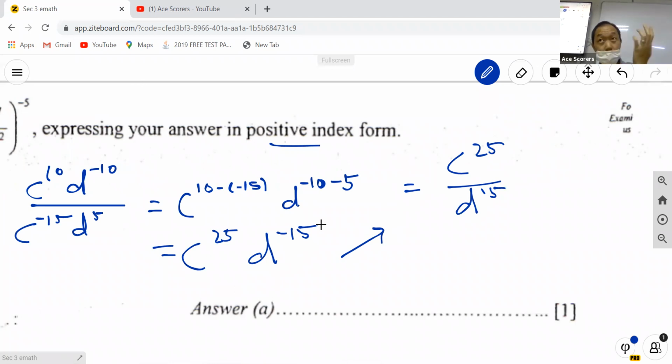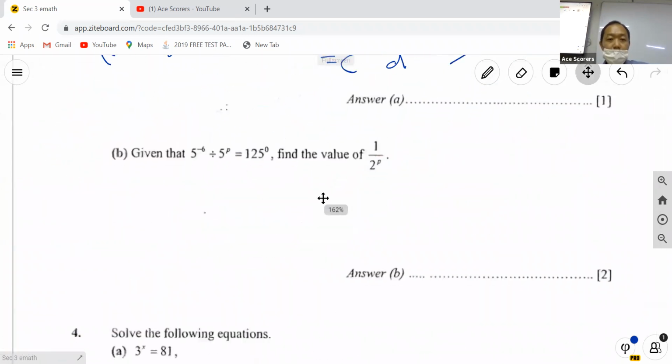If you don't know the rules, there's no way I can help you. There's no way anybody can help you. You don't know the rules. Next.